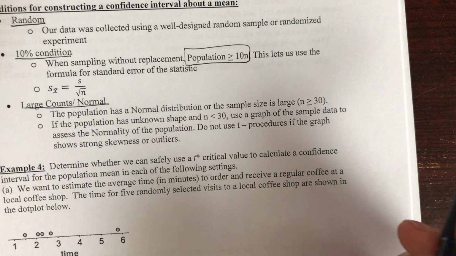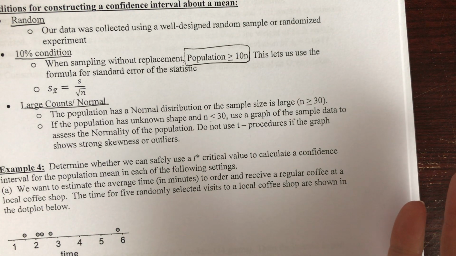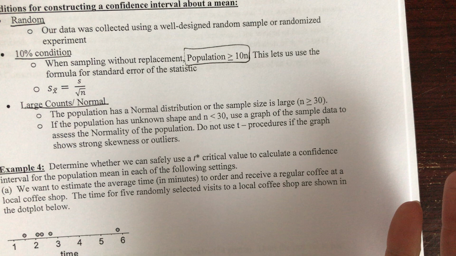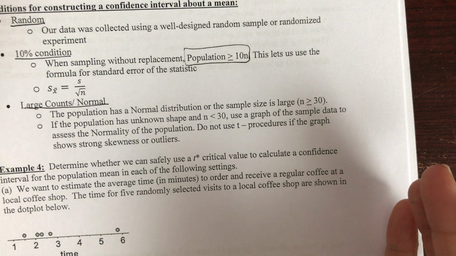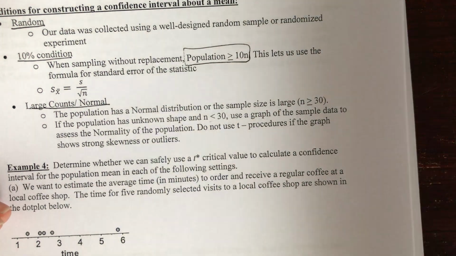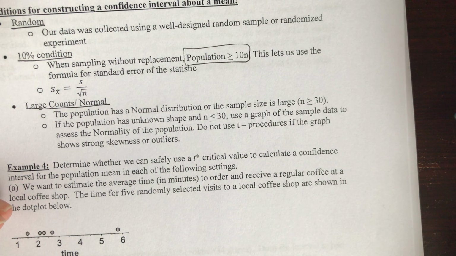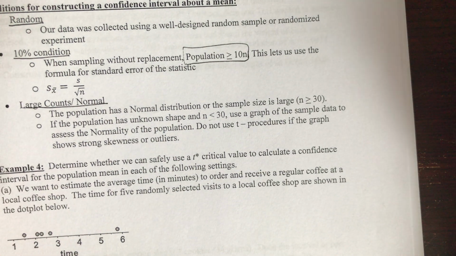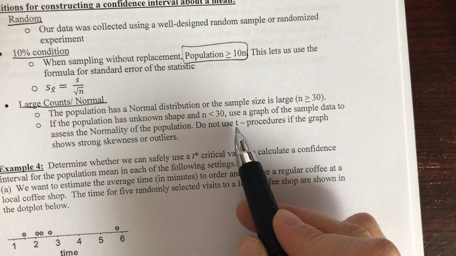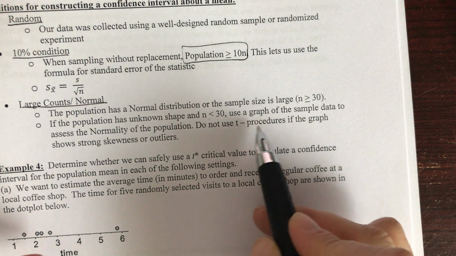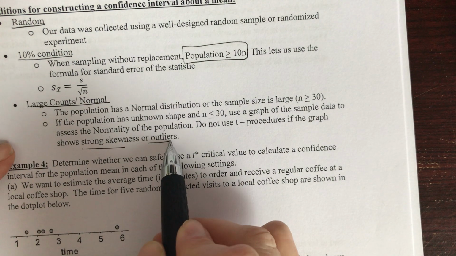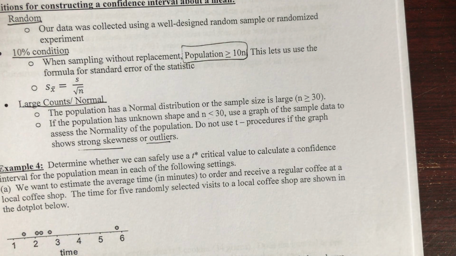If you don't know the shape of your population and your sample size is less than 30, then you need to make a little graph. You either need to graph it with a dot plot or graph it with a histogram. You have to sketch it as part of your answer. You need that graph because you need to see if it is strongly skewed. If your sample size is less than 30 and you have strong skewness or strong outliers, then you're not supposed to use the t procedures. We'll talk later about what you would use, but we would just go through, can you use it or not?